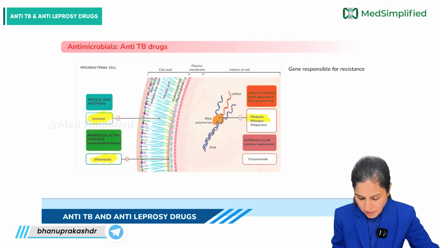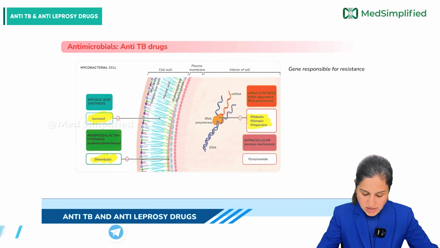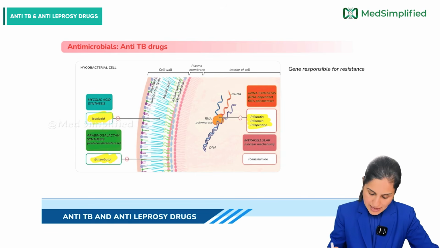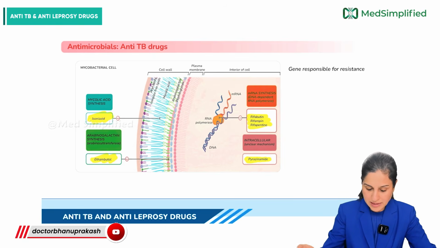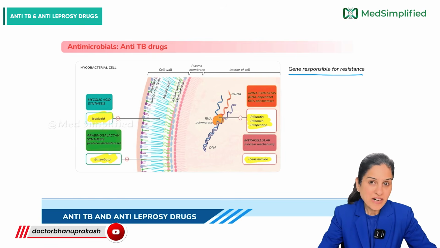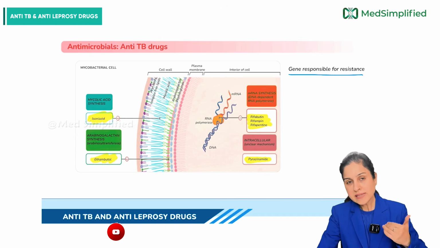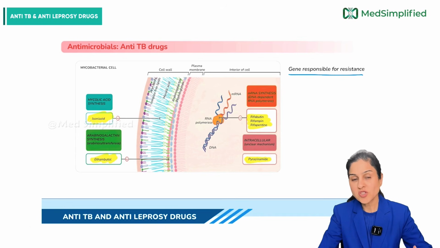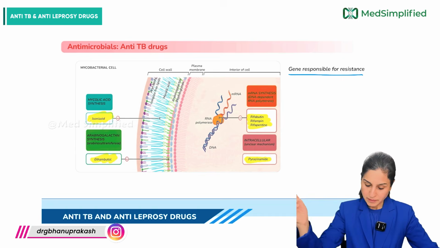Then we have rifampicin and drugs like rifabutin, which target the RNA polymerase, and then pyrazinamide, which also targets the cell membrane. We'll be discussing how. Now, the important question, apart from the mechanism of action of these drugs, is they often ask you, what is the mechanism of resistance? Which genes are responsible for resistance occurring in the mycobacteria?